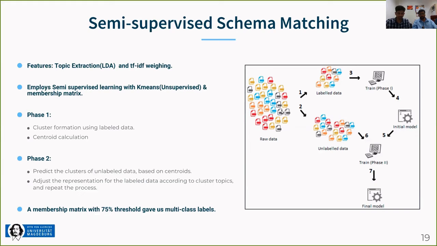In order to solve the multi-label problem, we use soft clustering, which stores the membership of each instance with all the clusters. A threshold of 75% was used to assign multiple labels to the instances. This approach gave us an F1 score in the range of 25.4 to 41.5%, but the results of this model are inconclusive. This is due to the lack of tuning of the model.